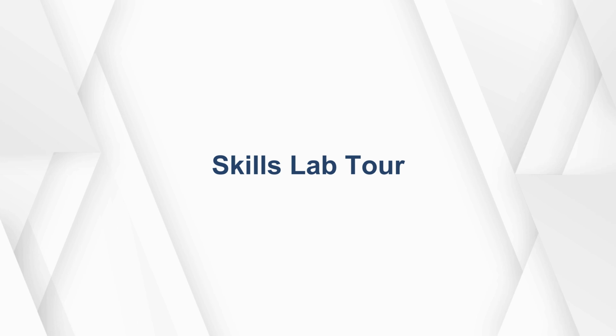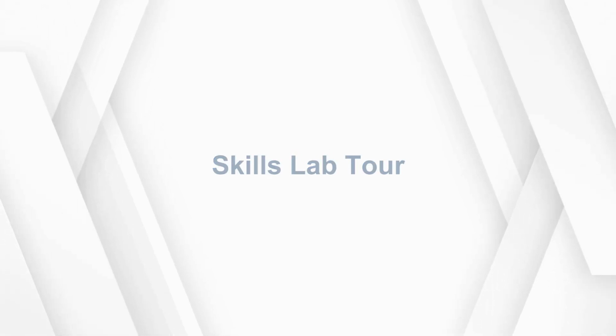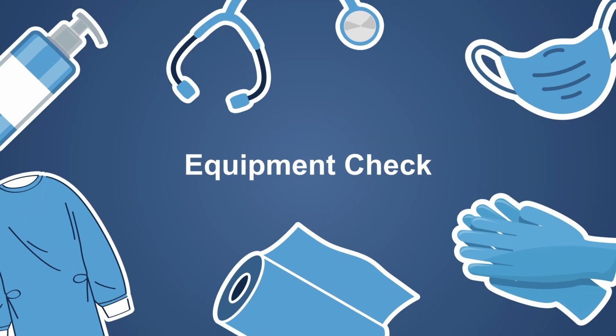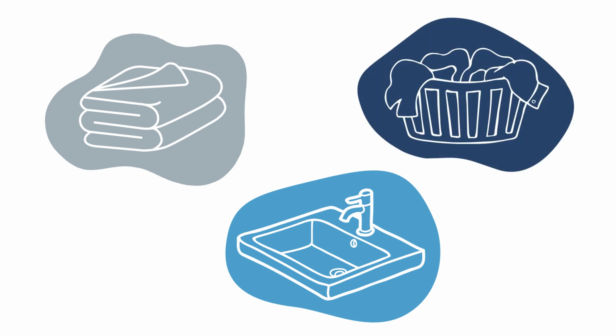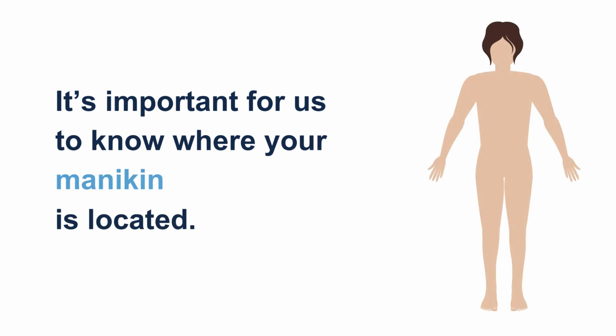At the end of the proctor training session, the evaluator will ask for a tour of your skills lab. This is to make sure all necessary equipment is ready and easy to access. We will need to know where your hand washing sink is located, your clean area for linens and supplies, as well as your dirty area for used materials, equipment, and waste. It is also important to know where your mannequin is located. This ensures the candidate can smoothly perform each skill without delays during their virtual skills evaluation.